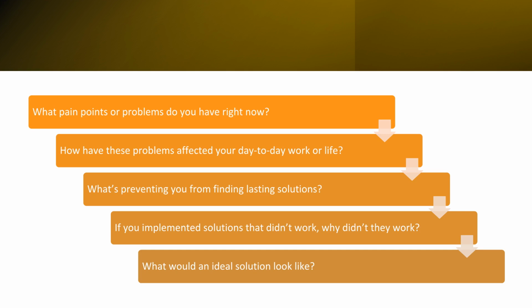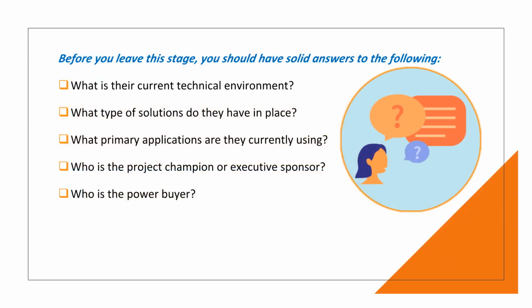The output of this stage in the sales process is that you and the prospect are in clear agreement on their business needs and technical requirements. The prospect confirms the value of the potential solution. Before you leave this stage, you should have solid answers to the following. What is their current technical environment? What type of solutions do they have in place? What primary applications are they currently using?